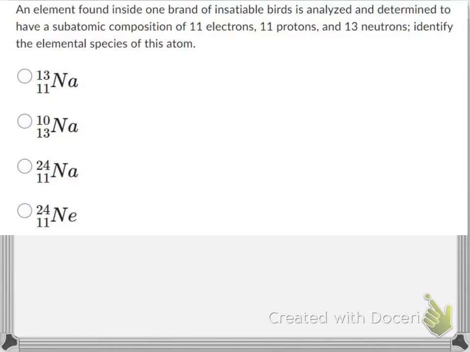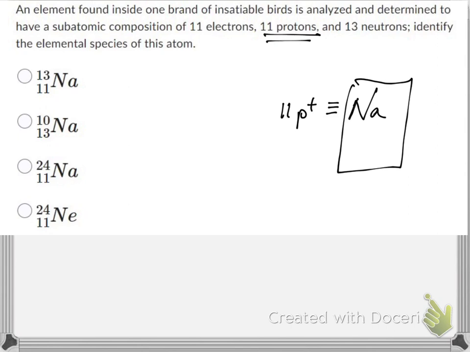Okay, so moving into Unit 1, Module 4, we got this question. So let's take a look at what it's asking. We have 11 electrons, 11 protons, and 13 neutrons. Well, 11 protons are really important. Why? Because this is the identity. The periodic table is set up so that the elements are all given unique number of protons. So 11 protons is sodium.